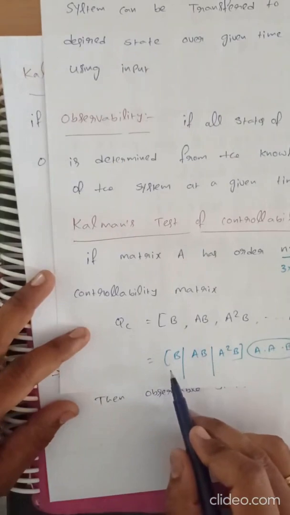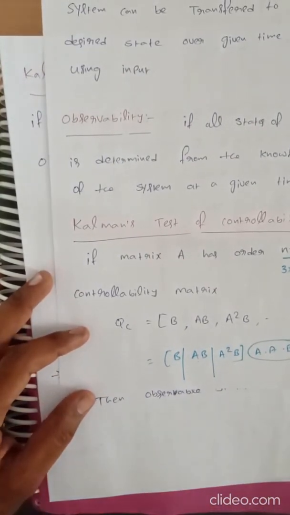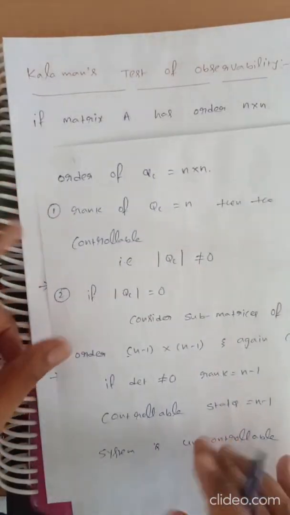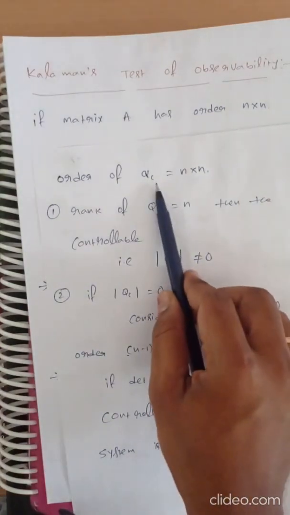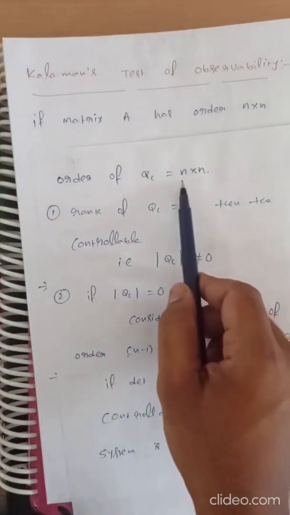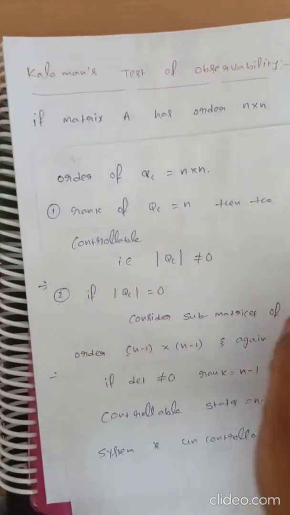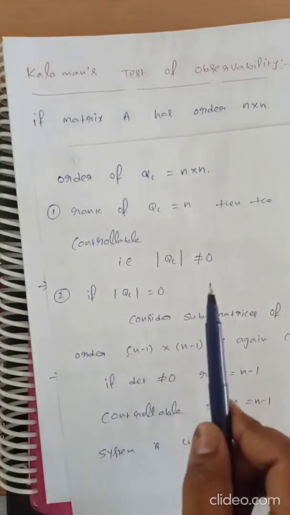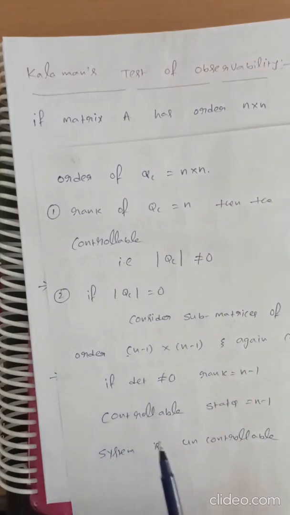The first column is formed by B, the second column by AB, and the third column by A square B. After finding the controllability matrix, we will observe the rank of that matrix. If QC is n cross n and the rank is also n, then the system is controllable. That means the det should not equal 0. Then we can say the system is controllable.